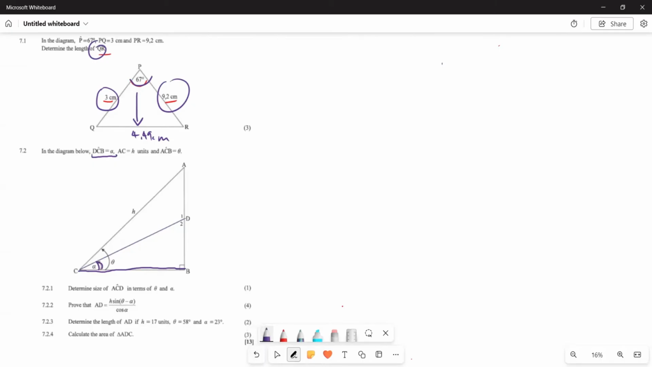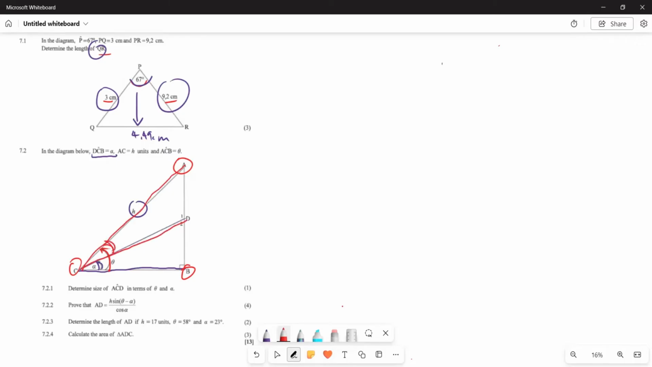And you are given that your side AC is given by H, which is this one. You are given that your ACB is given by your beta, which is the totality of this side. Your AC, remember it's A, C, and this is B. Okay. Now, the first thing that they want us to do is to determine the size of ACD. So this is ACD. So they want us to determine the size of this angle, right?